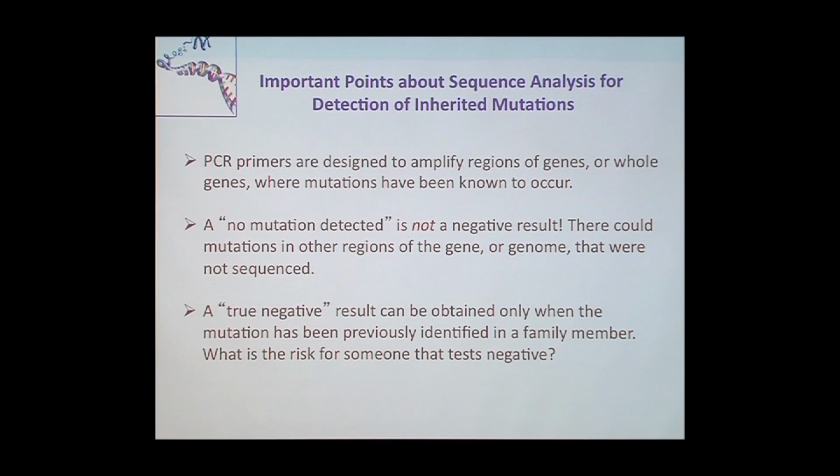So some important points to consider. The PCR primers are designed to amplify the specific region. As we said, the primers are gene specific, or specific to the region that you want to sequence. Now, if you don't detect a mutation, that does not mean that it doesn't exist. It just means that in the region that you looked at, you didn't find it. There might be a mutation outside the region that you looked at. So physicians have to take that into consideration when looking at the results of a test.